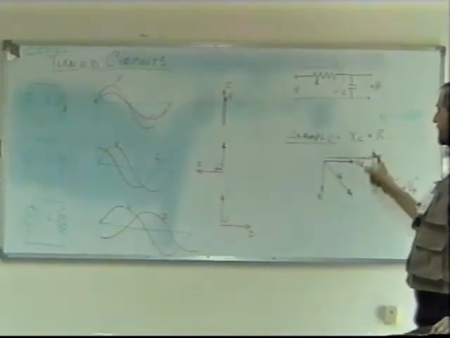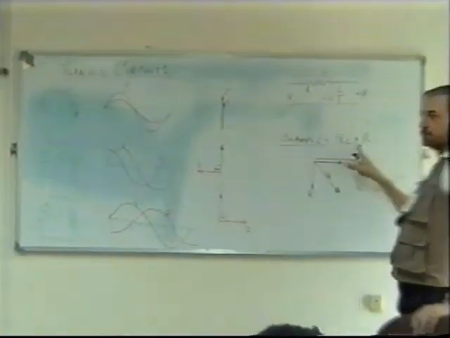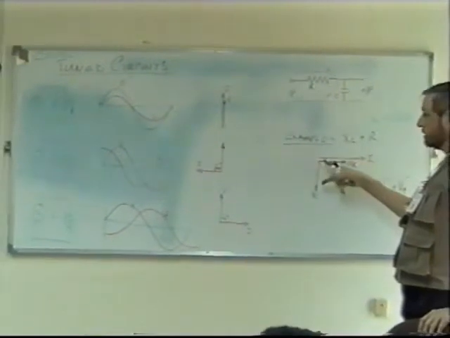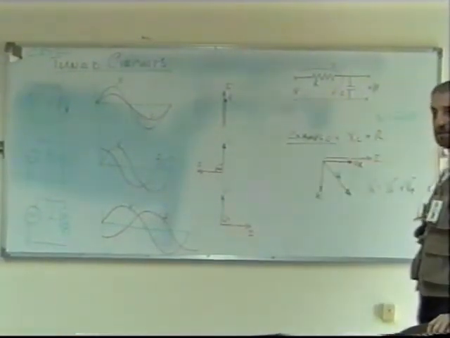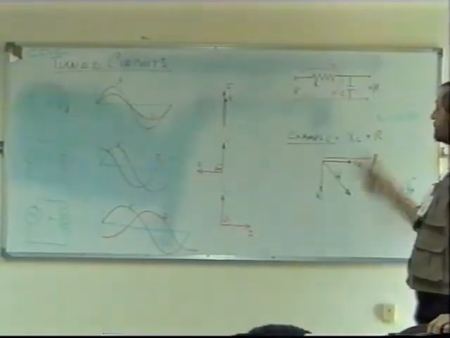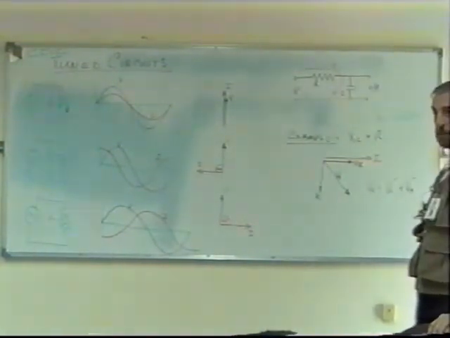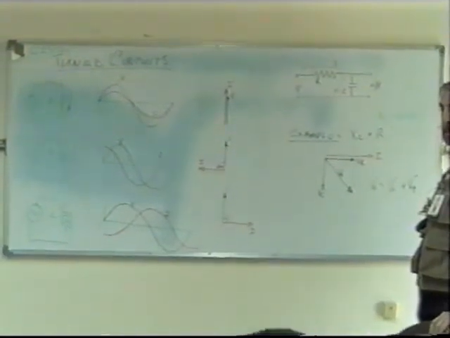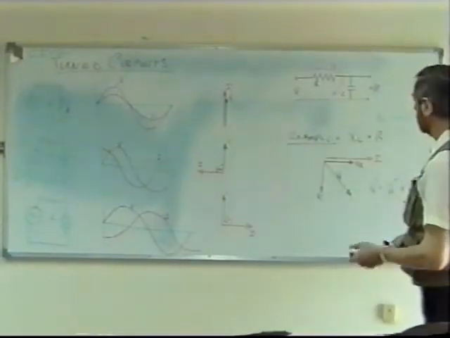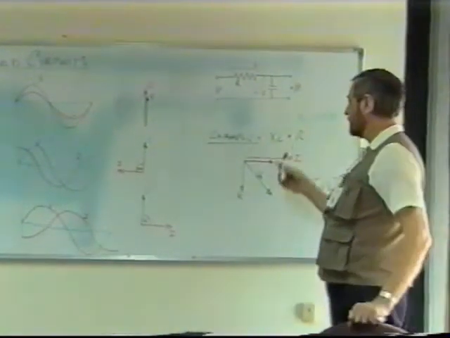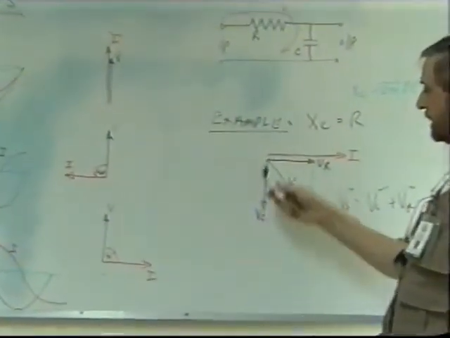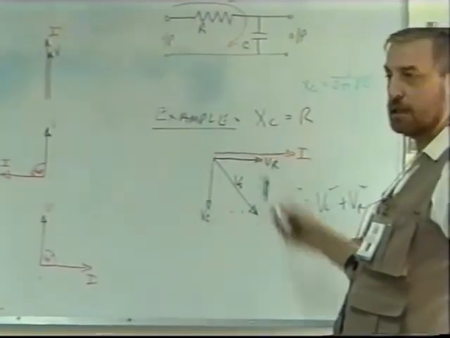First of all, if XC is equal to R, the voltage across the capacitor will be the same as the voltage across the resistor, won't it? The output is the voltage across the capacitor. That will be the output. If XC is equal to R, then this length will be equal to this length, won't it?